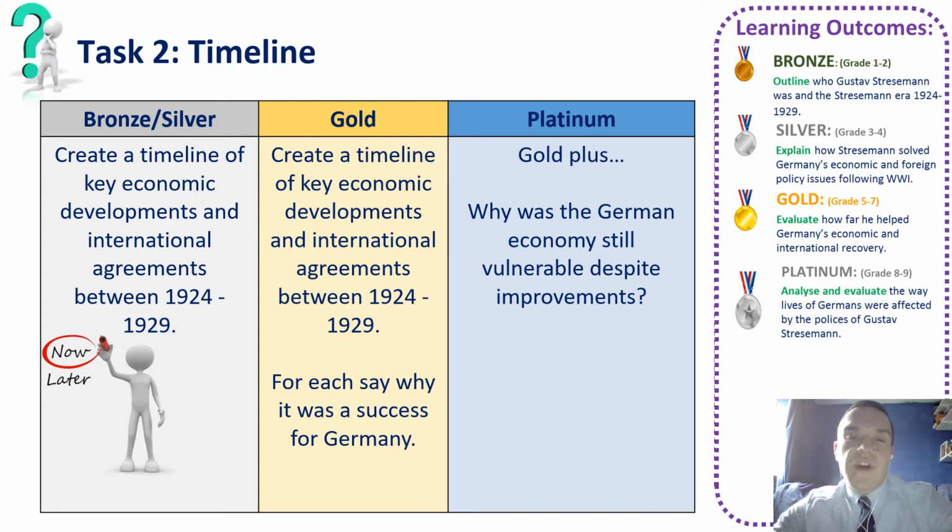Gold, we're creating that timeline, and then underneath you will be answering why it was a success for Germany. So you'll see the box on the next page, and I'll explain that to you. And platinum, why was the German economy still vulnerable despite improvements? So why did it still have weaknesses? Why was it easy for certain things to go wrong?